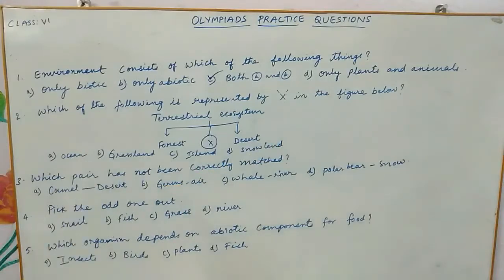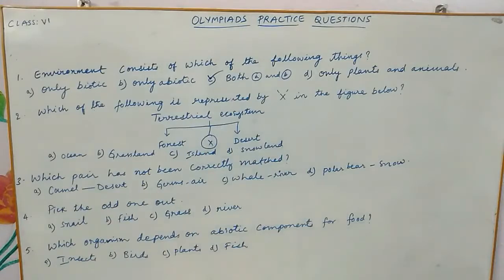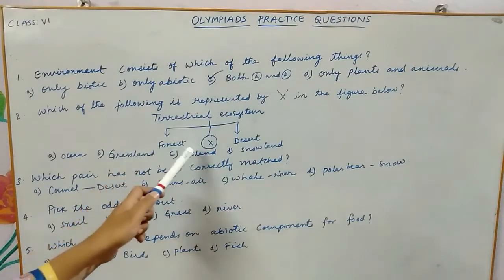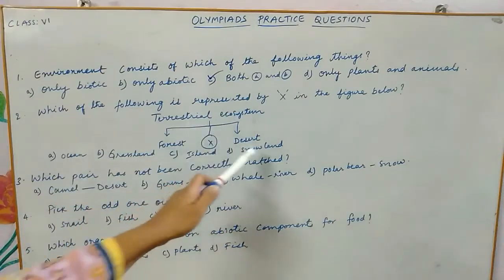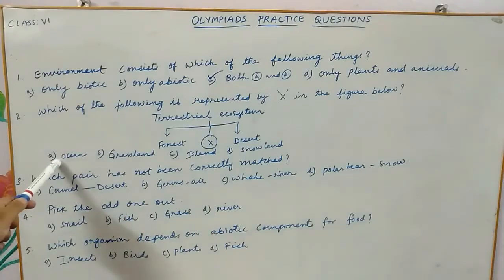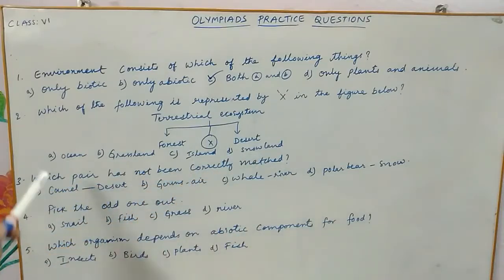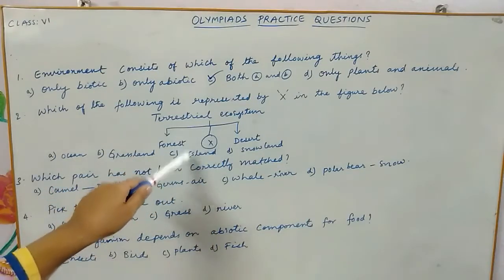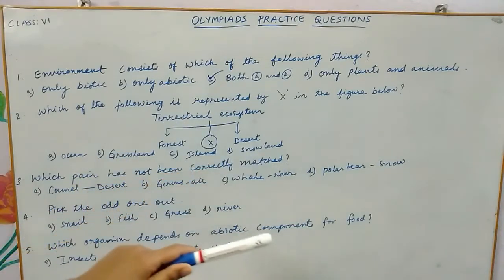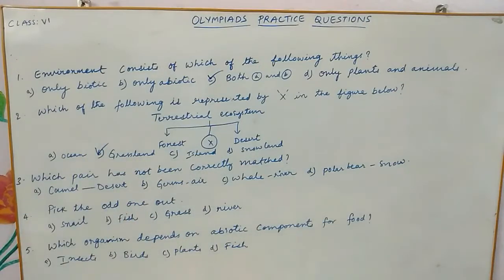Got it, children? Which of the following is represented by X in the figure below? So such questions are also very common nowadays. So you can see that terrestrial ecosystem. Terrestrial means land ecosystems, and basically there are forest ecosystems, desert ecosystems, and what is X? You need to choose an option from the given options. So you can see A, ocean, B, grassland, C, island, and D, snowland. Ocean and all aquatic ecosystems come under aquatic ecosystems. Grassland is there. Island also does not come under terrestrial ecosystem. Snowland also is not a correct option. So B, grassland, because terrestrial means mainly land, children.